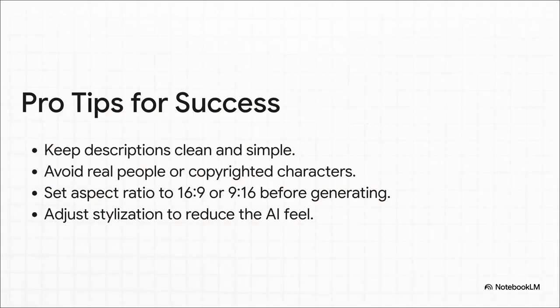To make sure you nail this every time, keep these rapid-fire pro tips in mind. Number 1, keep your descriptions clean and simple. Overly complex prompts just confuse the system. Number 2, absolutely avoid naming real people or copyrighted characters. The automated safety filters will flag it, block it, and just waste your time. Number 3, always set your aspect ratio before generating. 16:9 for landscape, 9:16 for vertical shorts. And lastly, tweak those stylization settings to pull back on that artificial, plasticky AI aesthetic.